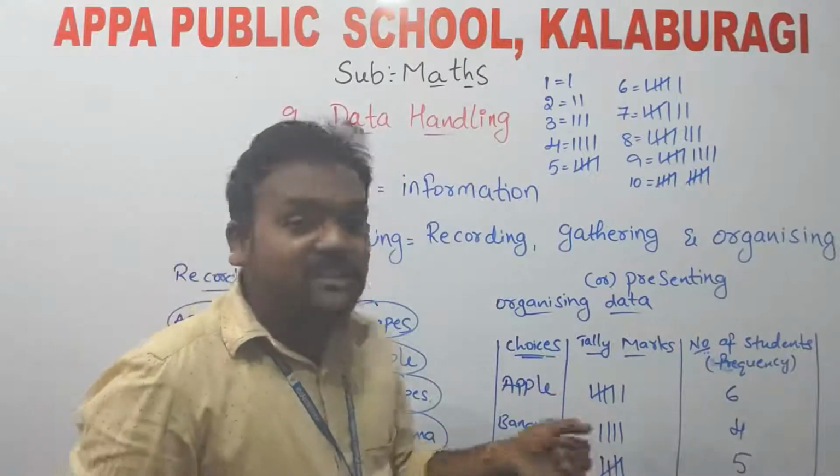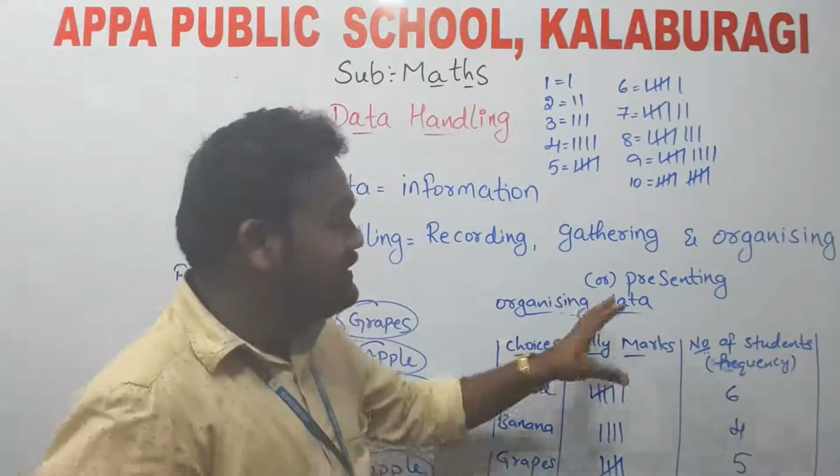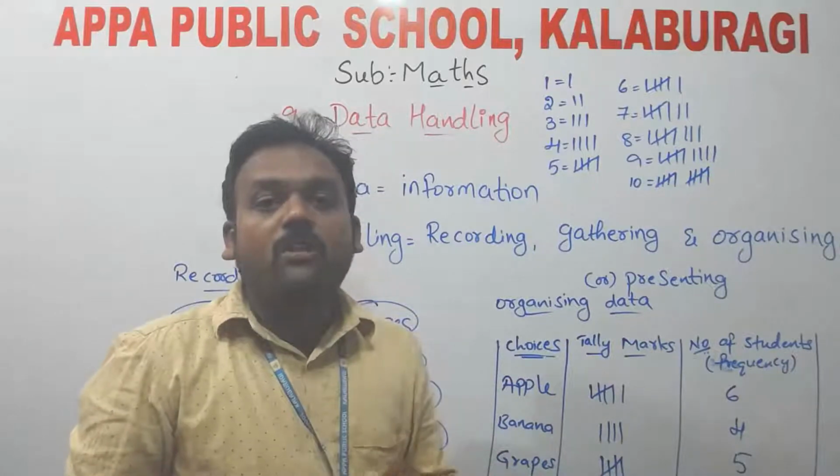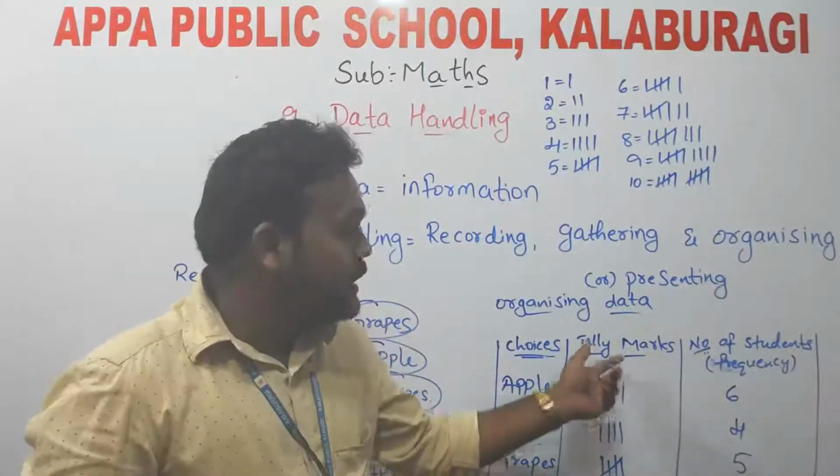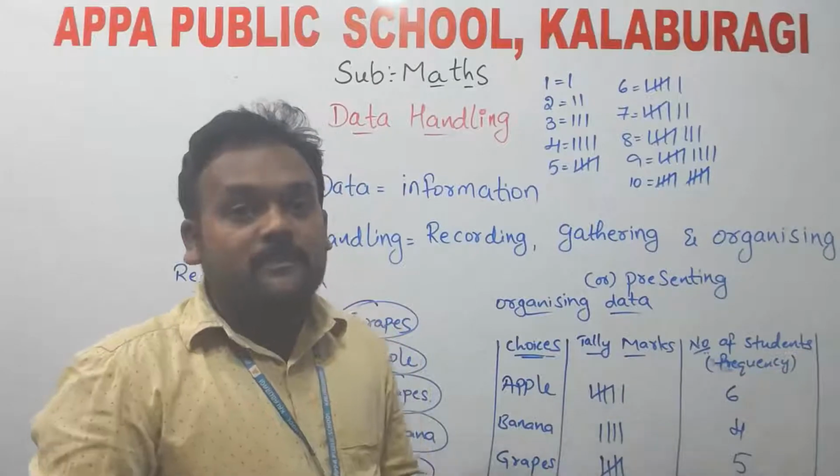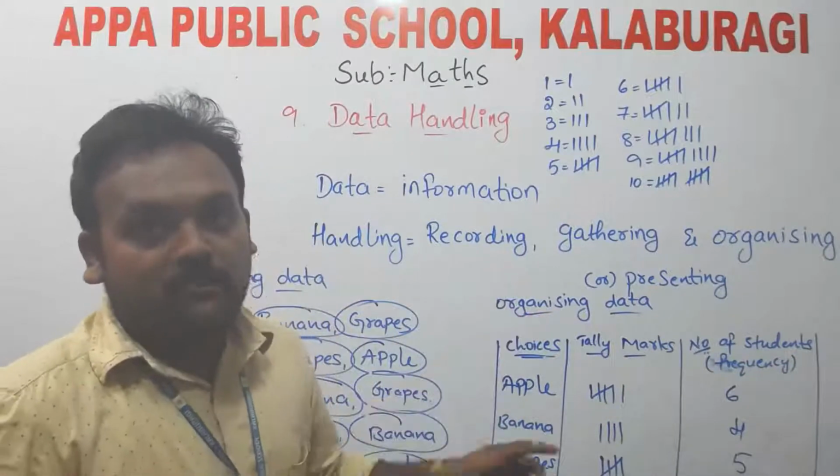See, this is the frequency distribution. How to organize the data means there is only one way to organize the data, by using tally marks. See, this is the data and frequency distribution table.